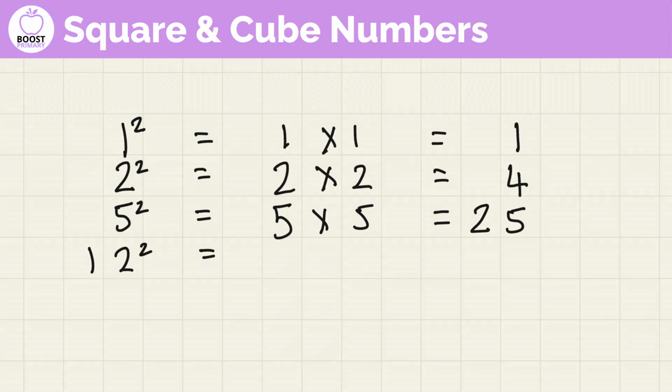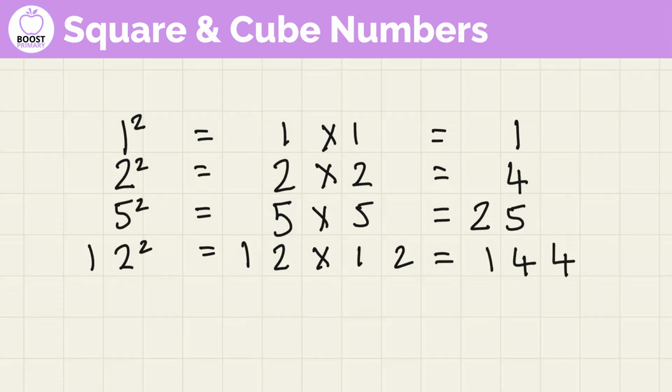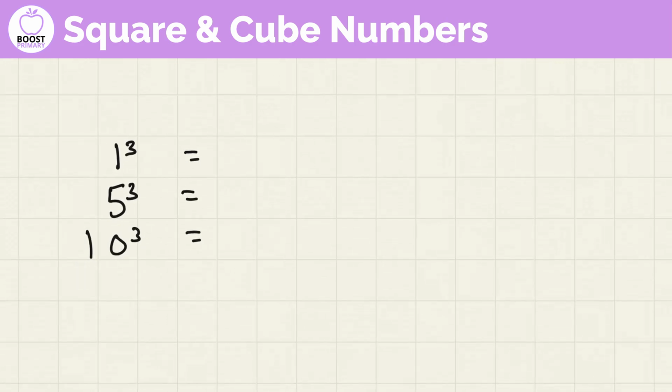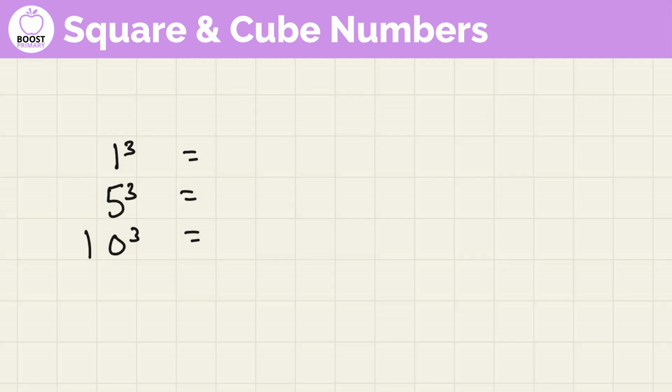By the end of Key Stage 2, you need to know your square numbers up to 12 squared. 12 squared is 12 times 12, same as 144. You also need to be able to recognise and work out the answers to cube numbers.